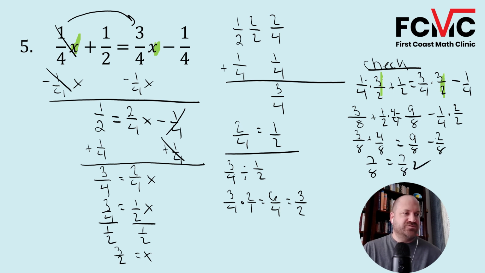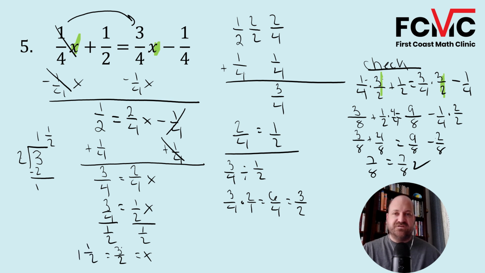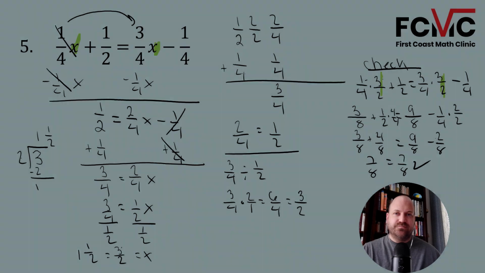So my solution checks. So I have 3 over 2, or if we want to write that as a mixed number, right, I'll do that over here. So I'm running out of room. We know dividing 3 by 2, 2 goes into 3 one whole time with 1 left over. So we should get 1 and 1/2 as our answer as a mixed number.